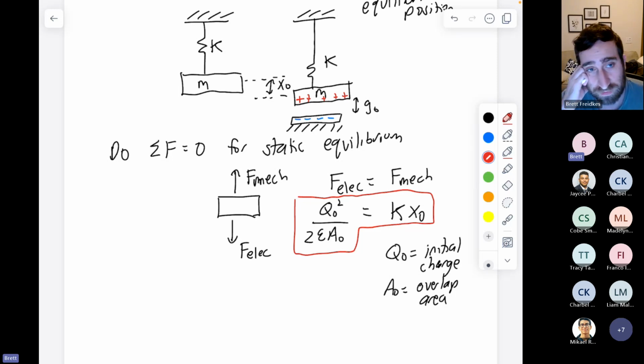How'd you get F elect? It's a derivation we're just going to skip over. We're not going to worry about it. This is given.